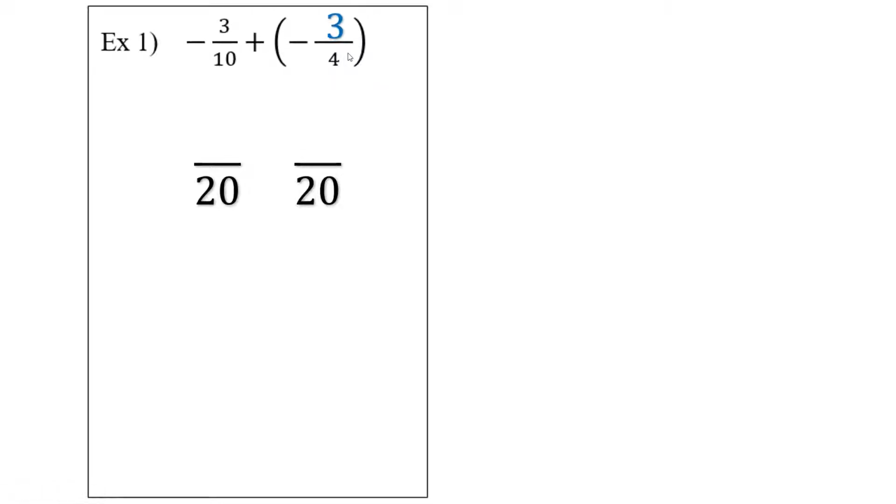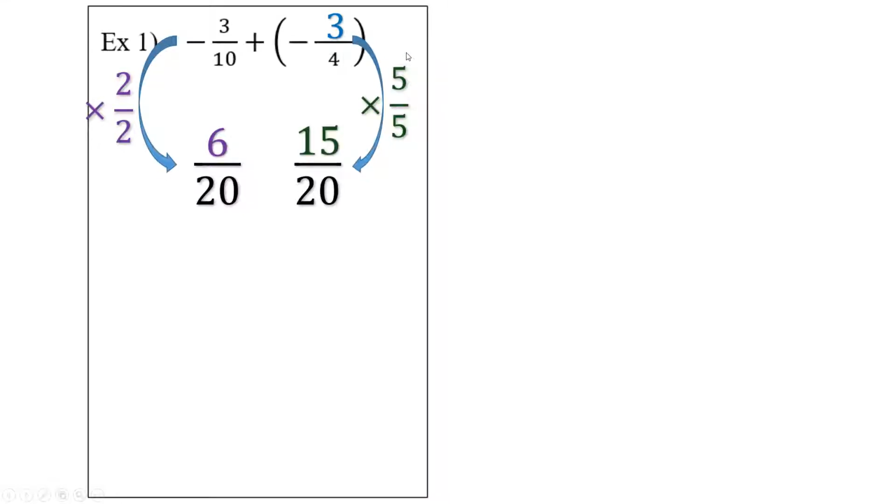The common denominator for 10 and 4 is 20, because 10 times 2 is 20, and 4 times 5 is 20. So 10 times 2 is 20. 3 times 2 will give us a 6 in the numerator. On this side, 4 times 5 is 20, because we always look at how did the denominator change. And then therefore we do the same thing to the top. So 3 times 5 is 15.